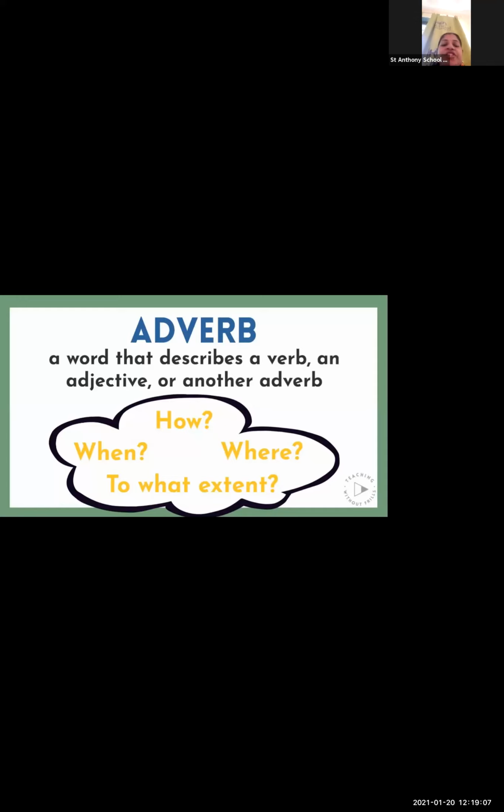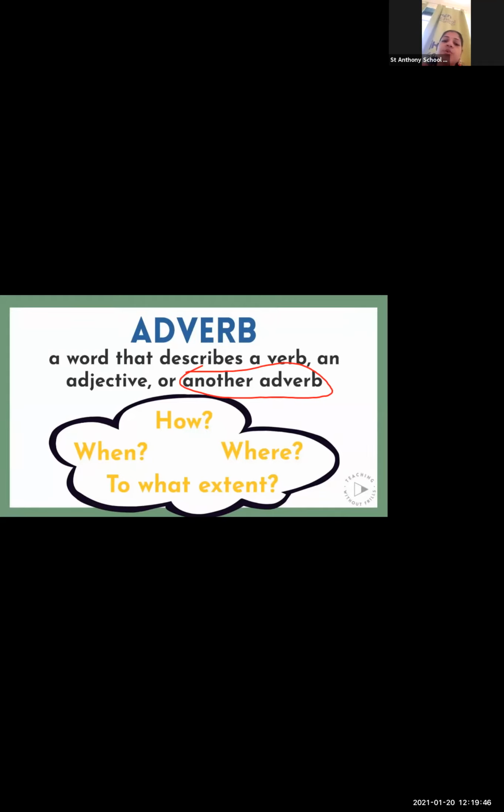What is the definition of adverb? The definition of adverb is a word that describes a verb, an adjective, or another adverb. What is the definition of adverb? It describes the verb. It can also describe an adjective as well as another adverb. In a sentence, you can have two adverbs, which means one is describing the other adverb.